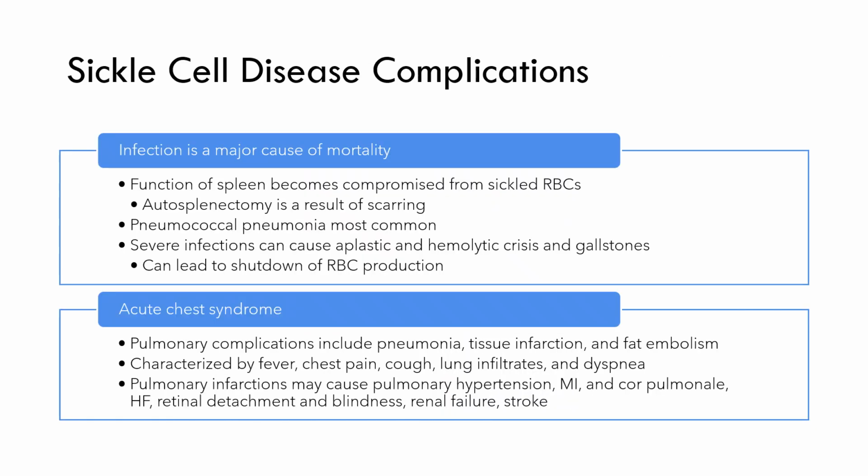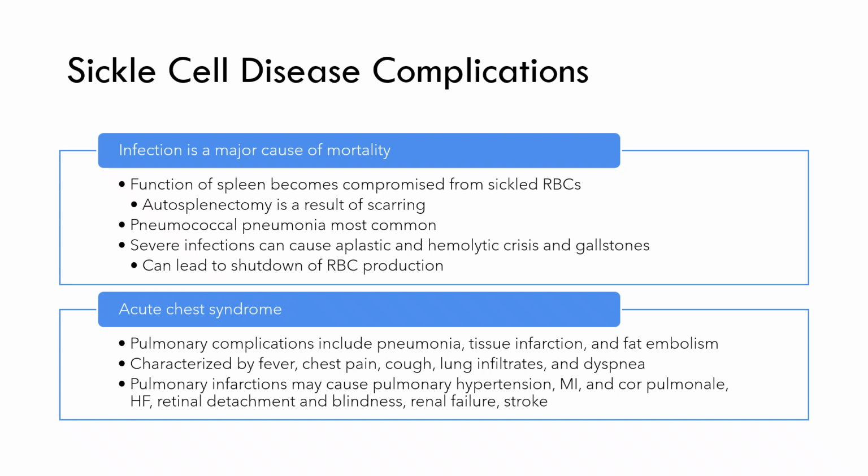So, some sickle cell disease complications. With repeated episodes of sickling, there is a gradual involvement of all body systems, especially the spleen, lungs, kidney, and brain. Organs that need large amounts of oxygen are most often affected and form the basis for many of the complications of sickle cell. Infection is a major cause of mortality.